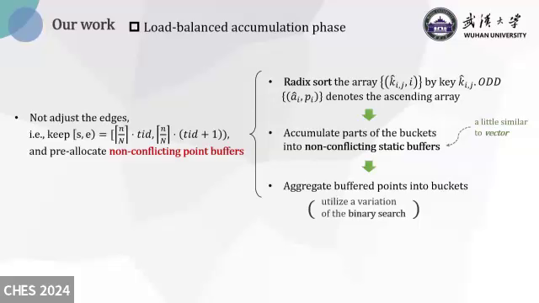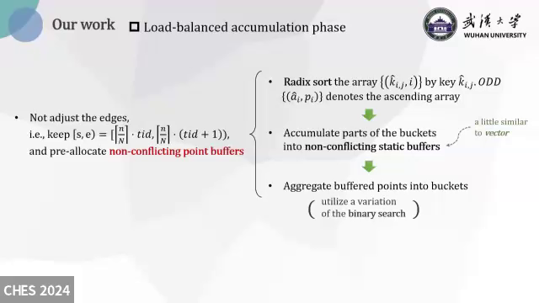The third optimization is our load balancing algorithm for the bucket accumulation phase. As mentioned before, unordered and random scalars can lead to a conflict where different threads write to the same bucket. So we don't adjust the edge, but instead relocate non-conflicting point buffers to both keep load balance and avoid conflicts.